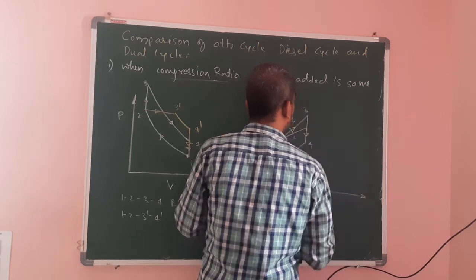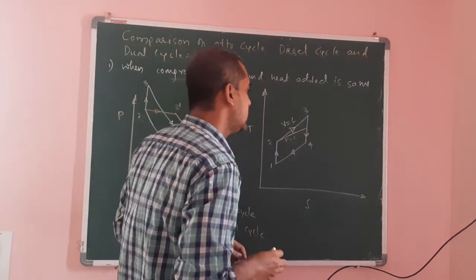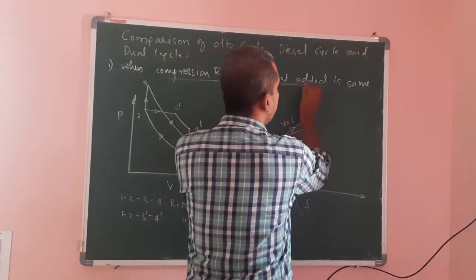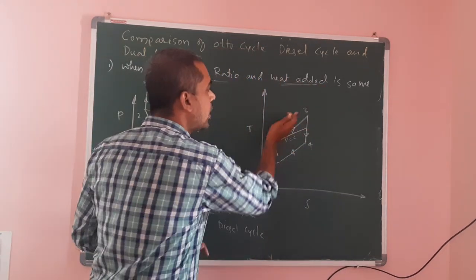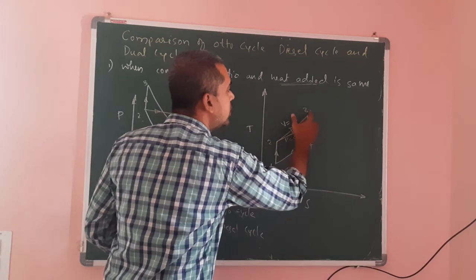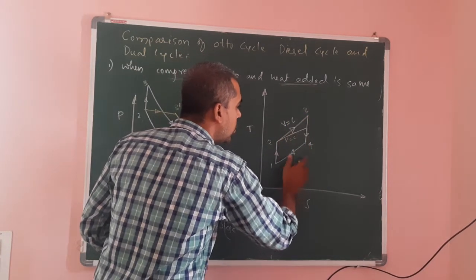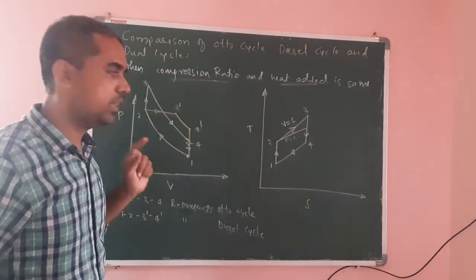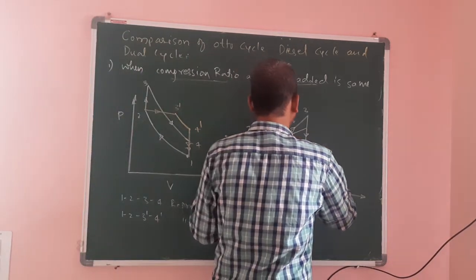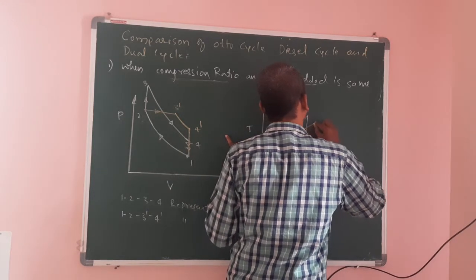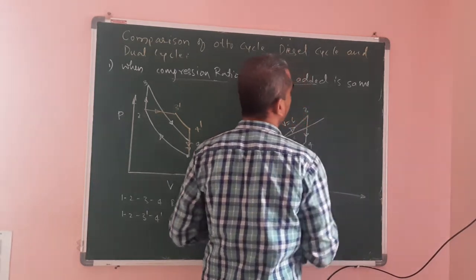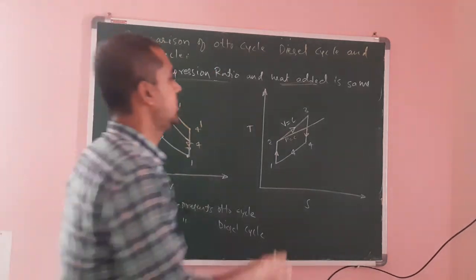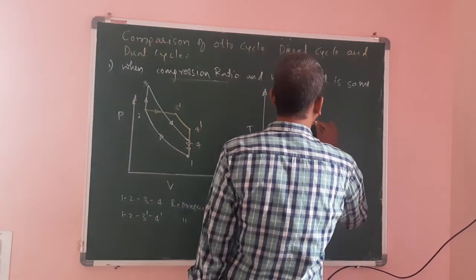But what happens is, it will not stop here. Why? Because the heat added is the same. Therefore the area under the curve 2 to 3 should be equal to the area under the curve 2 to 3 dash, which is what we are doing now. Therefore the constant pressure curve will extend like this.